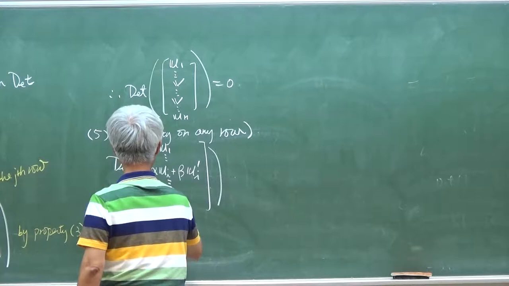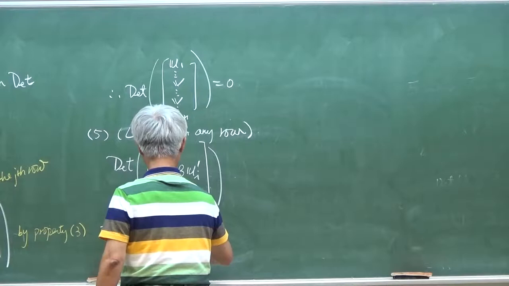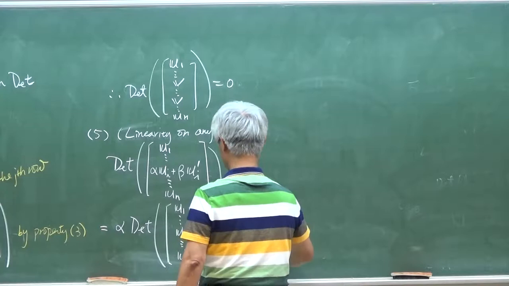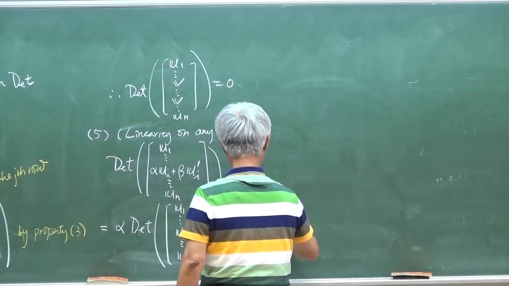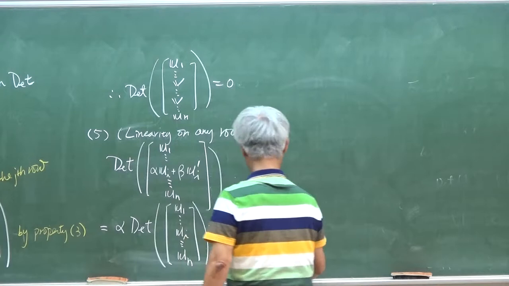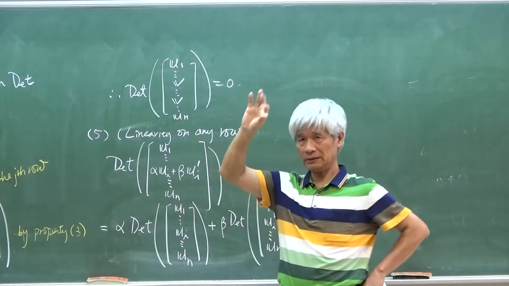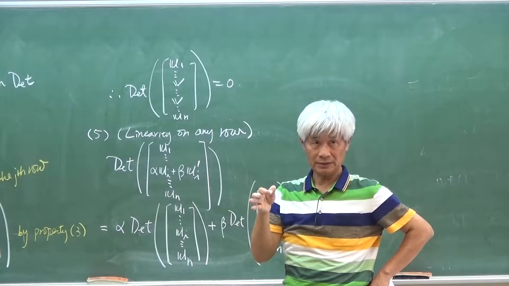But this is more basic. Plus beta. So we have linearity on any row. Because the second property in the definition of the determinant function is that we have linearity on the first row, right? But actually, we have linearity on any row. Why?